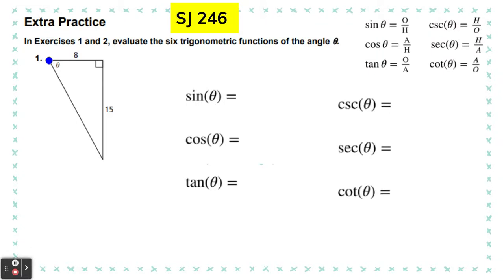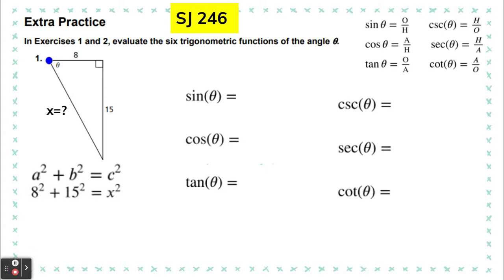Let's go straight to page 246 and look at example 1. We are going to do both examples 1 and 2. I'm just using the whole slide to do this. So do write small when you're doing this problem. Okay. To evaluate, so find the value of 6 trig functions, we do need all 3 sides. So first we're going to identify what this missing side is. That's why we're going to use the Pythagorean theorem. Remember, hypotenuse is across from that 90-degree corner.